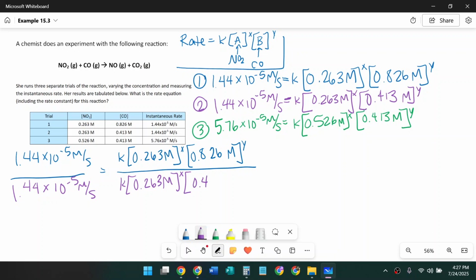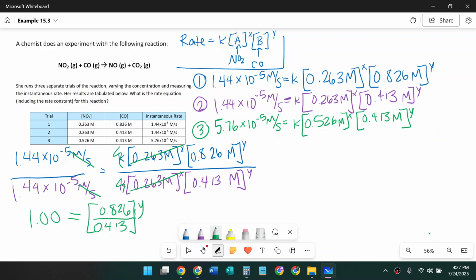And as you're writing these in your notebook, if you feel very confident, you're welcome to do some of the steps in your head, but be careful. All right, so the units cancel, and you can see that this divided by this is going to just be 1, but we have to worry about significant digits, so we're going to put 1.00. On this side, the k's cancel, this cancels, and we're left with 0.826. I'm not going to write the m because those are going to cancel. 0.413, and this raised to the y.